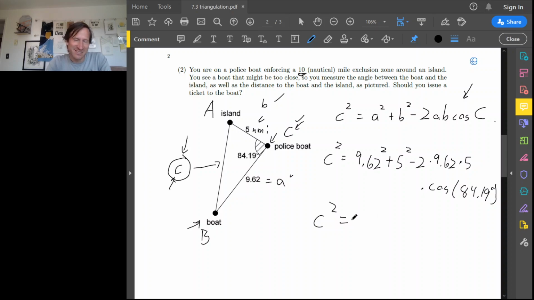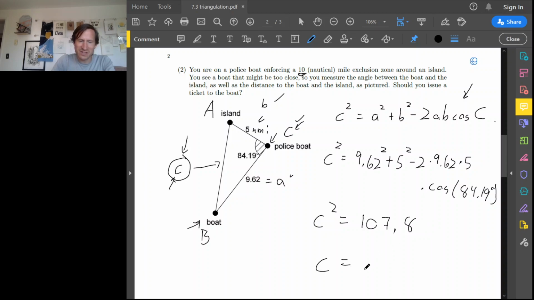All right, now we can dump all this into a calculator and make sure that you're in degree mode. So 9.62 squared plus 5 squared minus 2 times 9.62 times 5 times cosine of 84.19 degrees. Okay, I get 107.8.